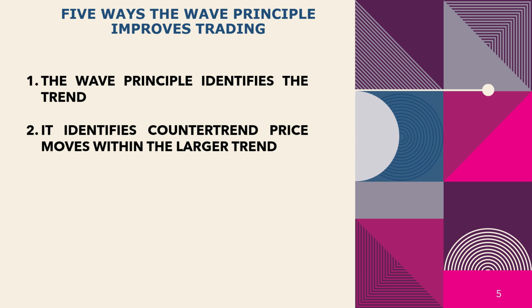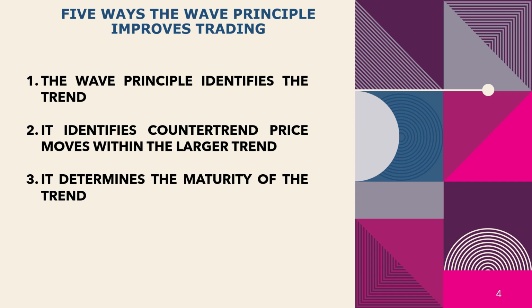Being aware of zigzags, flats, and triangles enables you to buy pullbacks in an uptrend, and to sell bounces in a downtrend. Sell bounces in a downtrend. Number 3, it determines the maturity of the trend.